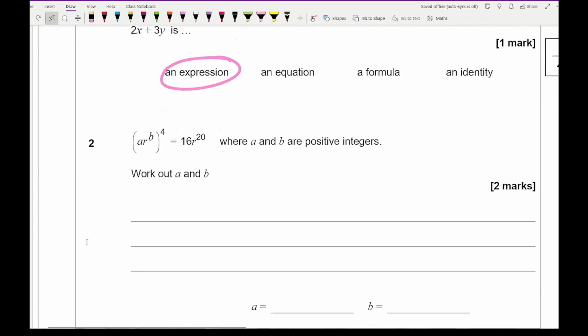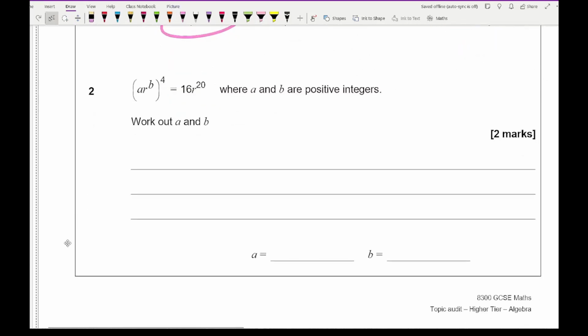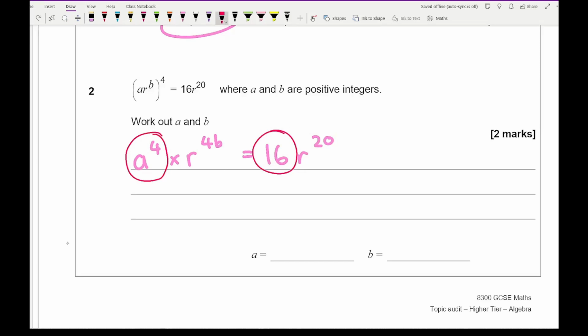Then for question 2, it says a r to the power of 4 all to the power of b equals 16r to the power of 20. So this one is comparing coefficients. First things first, let's expand the bracket. So we have a to the power of 4 and then times r to the power of 4b, and that equals 16r to the power of 20. Now looking at this, it means that a to the power of 4 is going to equal 16.